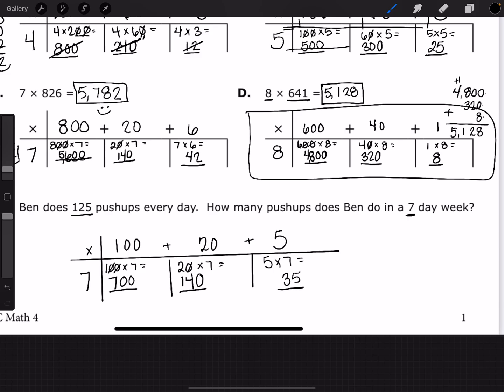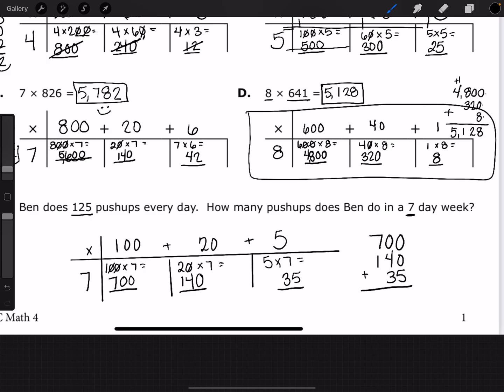Now, guys, are we done? No, because we have 3 partial products. And in order to get it to a full product, we need to add them together. So our first one is 700. Our next one is 140. And our third one is 35. When we add those together, we'll get the full product.